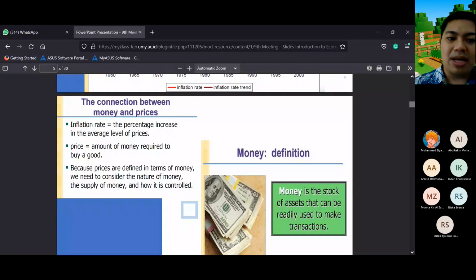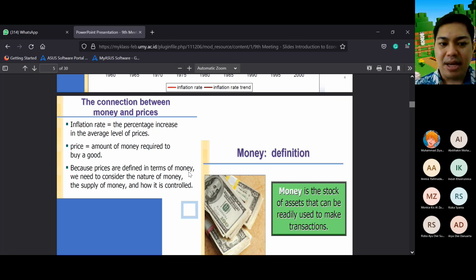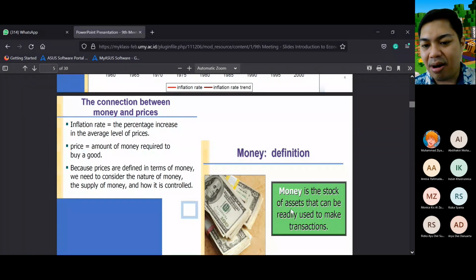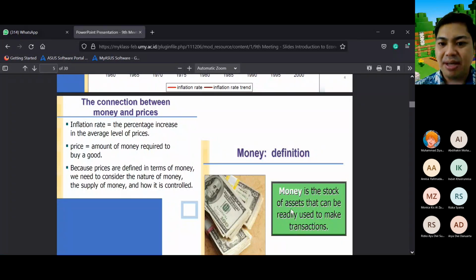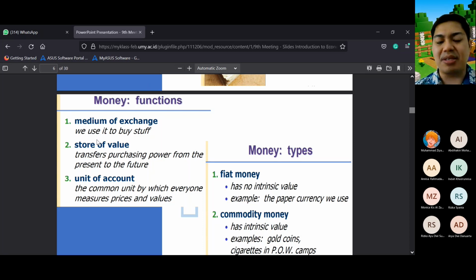So in inflation, price is the basis that needs to be controlled. The price here is defined in terms of money. The money that you have in your pocket right now is the money supply and must be controlled. So here money is the very important basis for measuring the prices of goods and services in the economy.